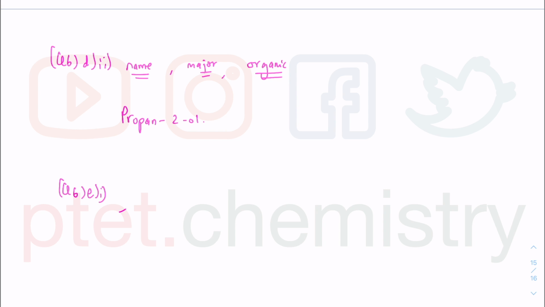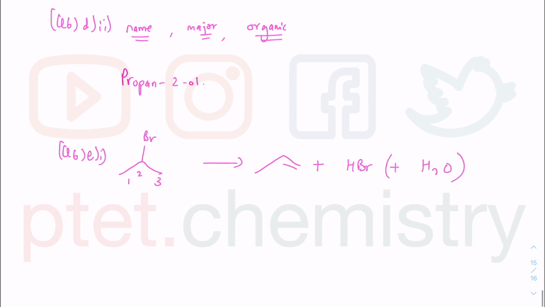So you have 2-bromopropane. So this is 1, 2, and 3, a three carbon alkane, with bromine at position 2. They can react to give you propene, and then HBr, and then H2O. Okay, I can see the HBr, but I can't quite see the H2O yet. But they're not asking us to balance this equation.